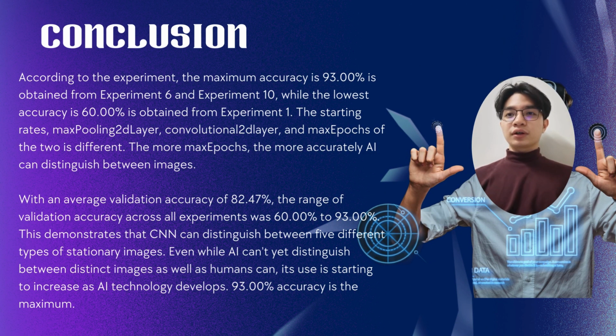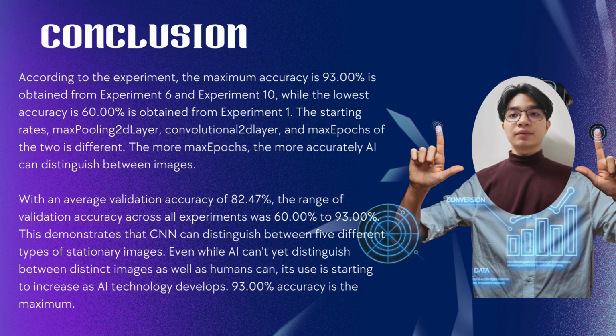Assalamualaikum warahmatullahi wabarakatuh. My name is Muhammad Shukri bin Muhammad Saiful Bahri, and I'll be continuing presenting our group conclusion. According to the experiment, the maximum accuracy of 93% is obtained from experiment 6 and experiment 10, while the lowest accuracy of 60% is obtained from experiment 1.